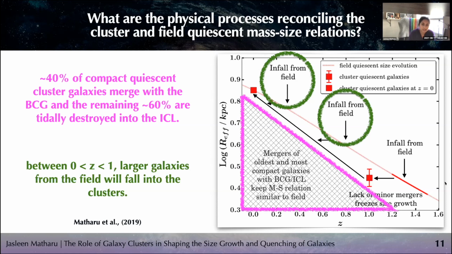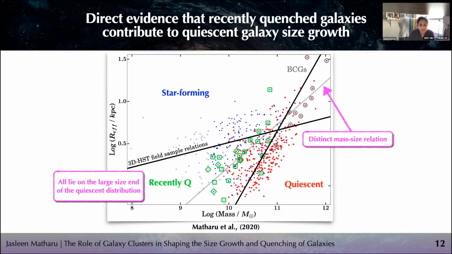However, we have to consider that between a redshift of 0 and 1, larger quiescent galaxies in the field that have been growing via minor mergers will fall into the clusters, increasing the average size of cluster quiescent galaxies with redshift. So this idea of larger quiescent galaxies being added to the large size end of the quiescent distribution nicely brings me to the second proposed mechanism suggested for the rapid size evolution of quiescent galaxies, and that is the addition of recently quenched galaxies to the quiescent population.